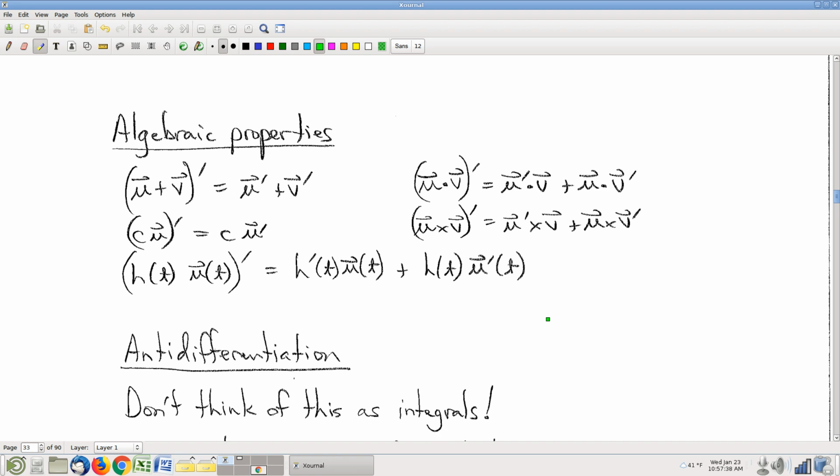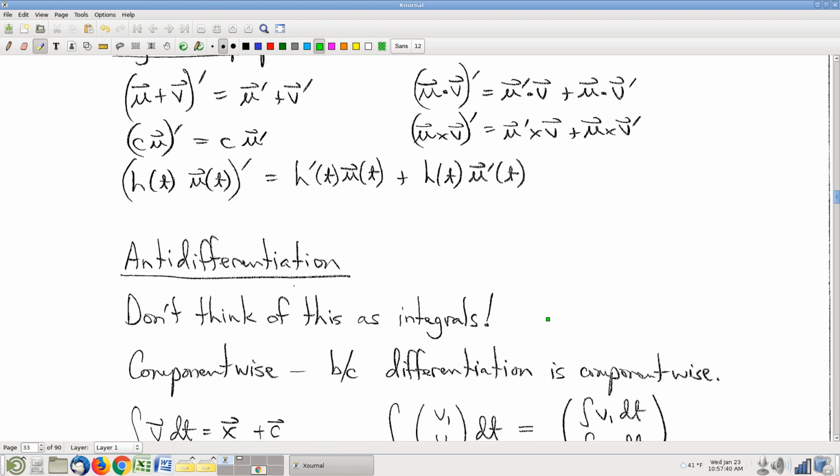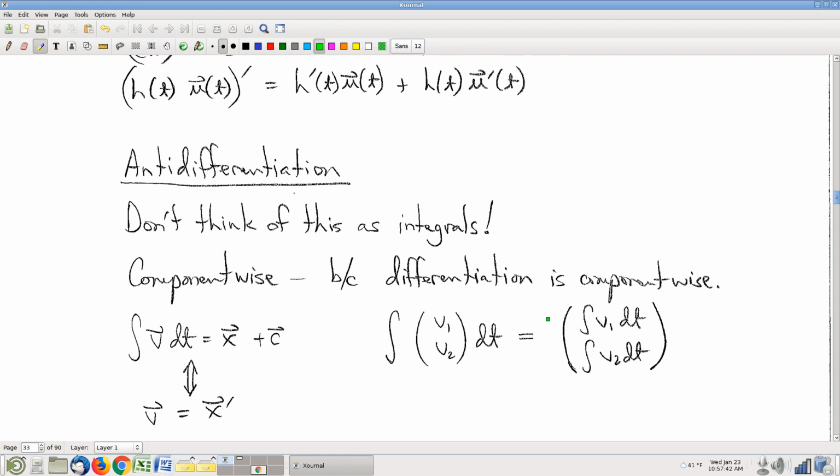Okay, what about antiderivatives? We talked about derivatives. So how do you take antiderivatives? Well, good news, that's computed component-wise. I mean, if you take derivatives component-wise, antiderivatives, we're just undoing the derivatives, also done component-wise.